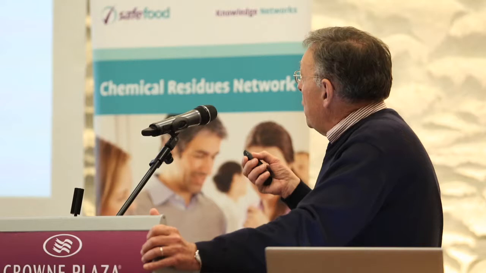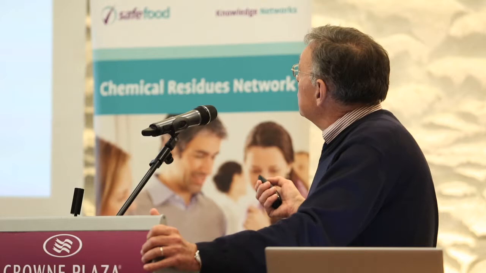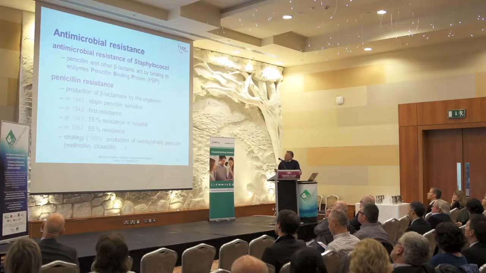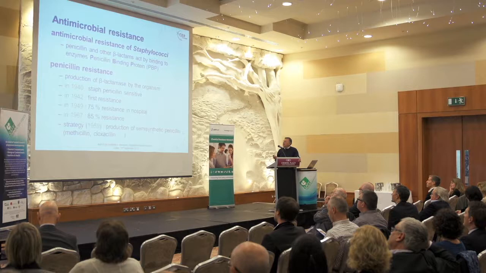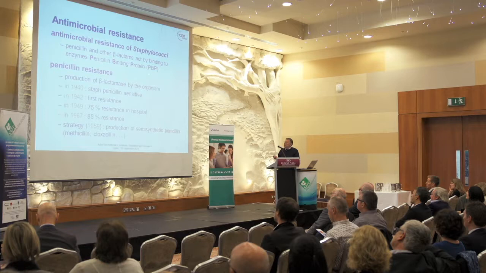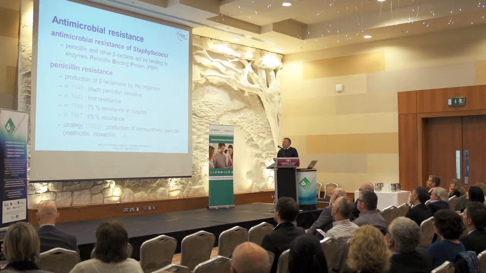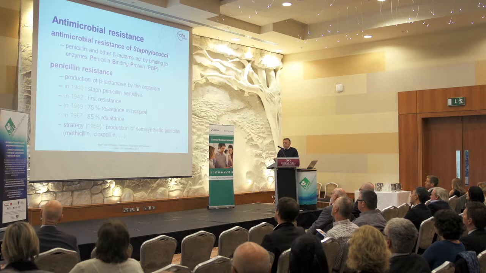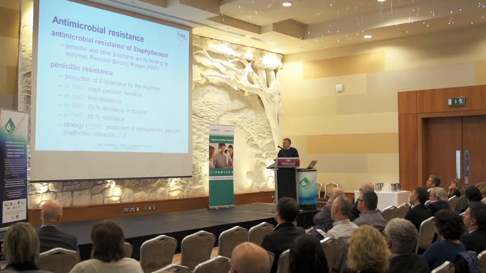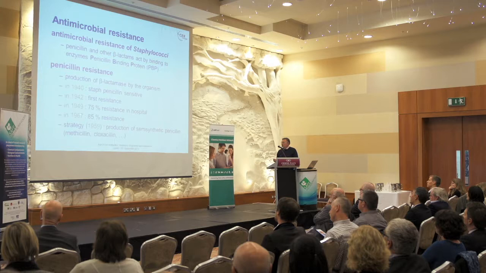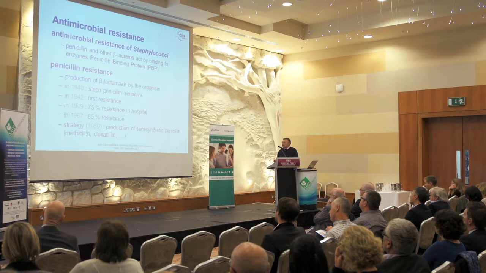The story of resistance is not new. For penicillin, the problem of Staphylococcus aureus is well known. As explained before, penicillin and other beta-lactams act by binding to PBP, penicillin binding protein, and in 1940 all the Staphylococcus aureus were sensitive to penicillin. In 1942, we had the first case of resistance. In 1949, in hospital, 75% of Staphylococcus aureus were resistant to penicillin, and in 1967, 85% resistance. The strategy was to produce semi-synthetic penicillin, and as explained, you have compounds like methicillin and cloxacillin.